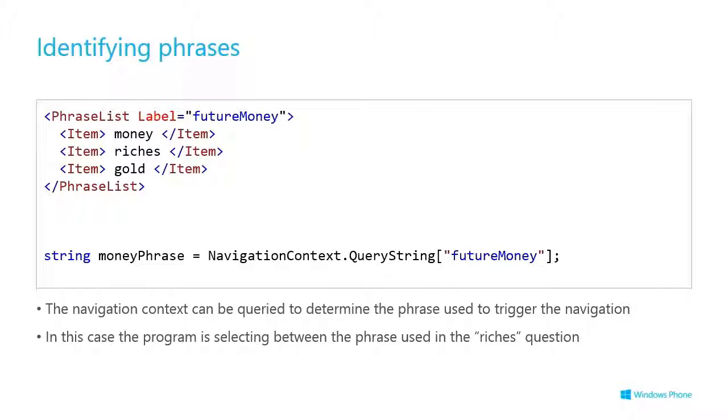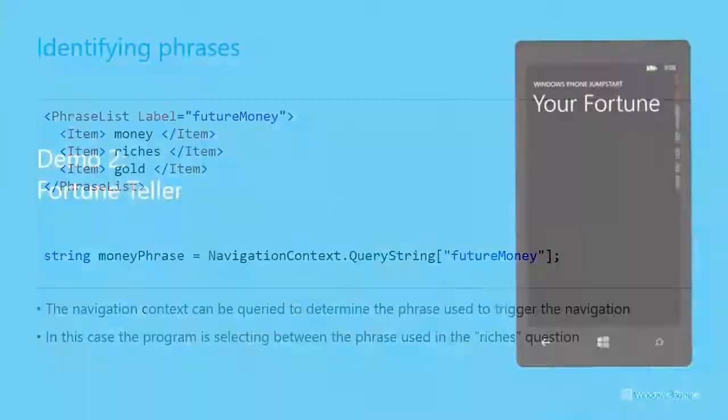So identifying these phrases. There's that phrase list again, and parsing it out and querying that, you can find out exactly which option they had chosen from the available phrases that you programmed in. Yeah, the best way to learn this, I think, is through an example.